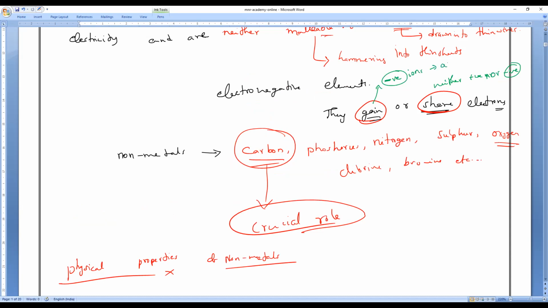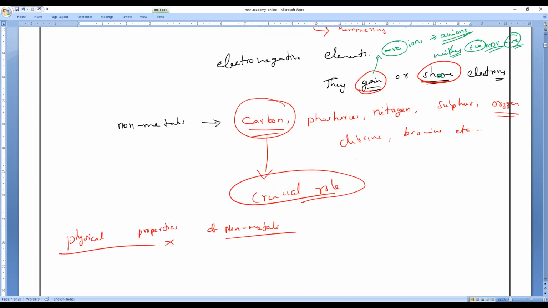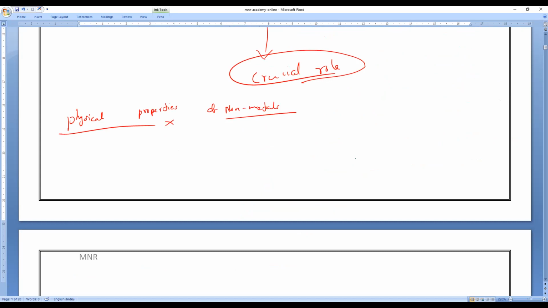We used to call them negative ions, anions. Understanding? And sharing of electrons, we used to say neither anion nor cation, neither positive ion nor negative ion. Is it okay, everybody clear? So now let us come to the physical properties of non-metals.